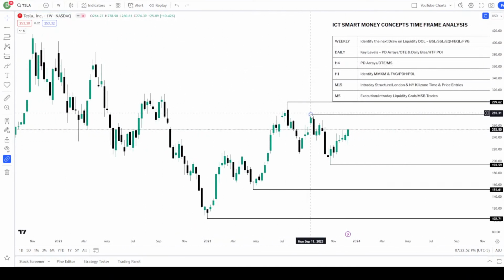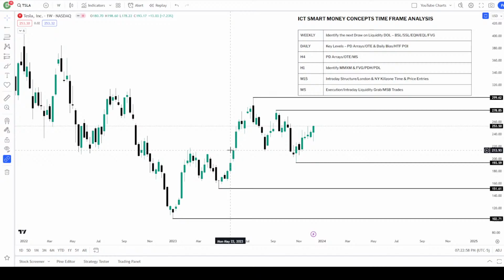So also this could be considered all internal to this move here. Or we could say this is internal, this is external, if we're only considering this move up and then this move back down. All in all, it doesn't really matter whether it's internal or external, but we are going to say that they are buy side and sell side liquidity.